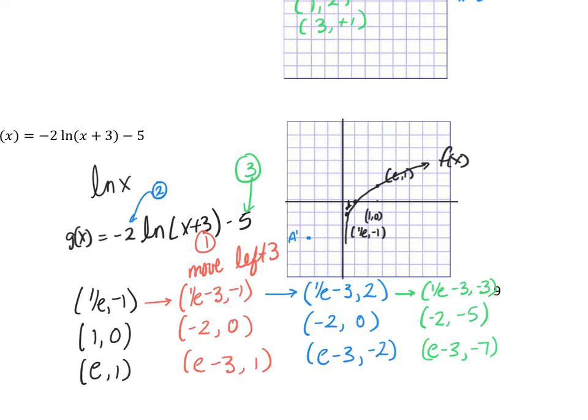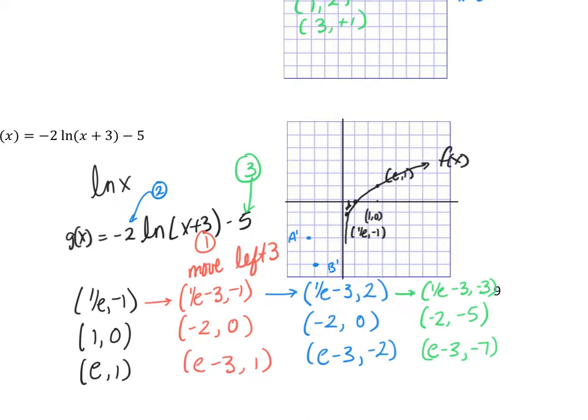Then I'm going to do negative 2, negative 5. So negative 2 and then negative 5. Let me see, 1, 2, negative 2, negative 5 is right there. This is where B prime went to. And then my next number, which is 2.72 minus 3, negative 7, isn't on the graph.